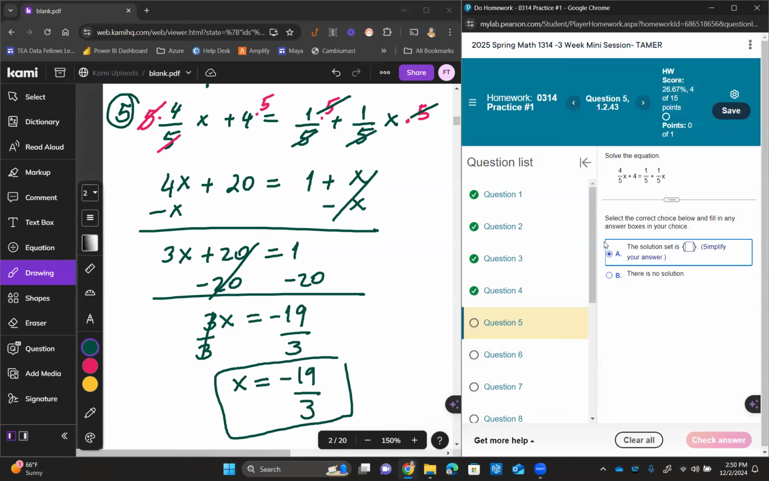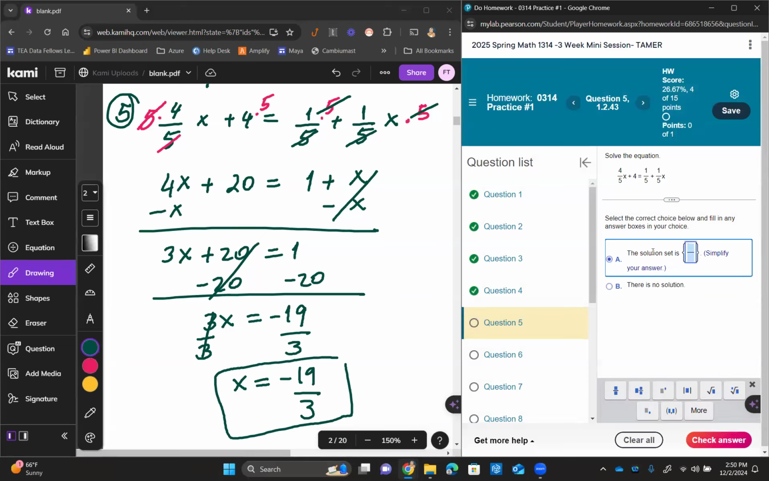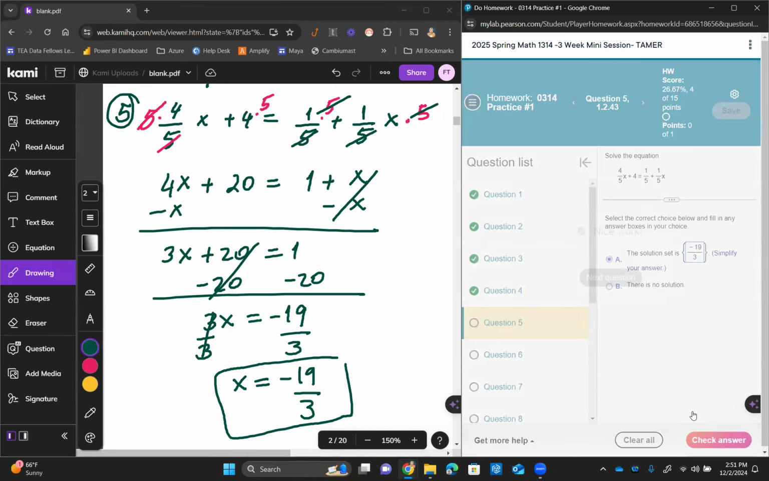I will mark A, and I will tell them that the answer is a fraction. And on the top, I can just write negative 19, and at the bottom, I can just write 3. And then when I check my answer, they will say that it is correct.